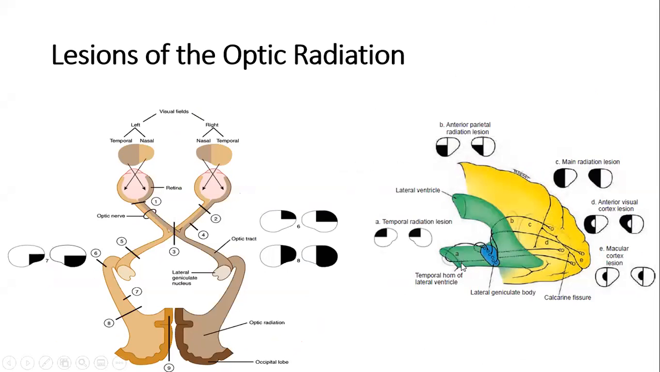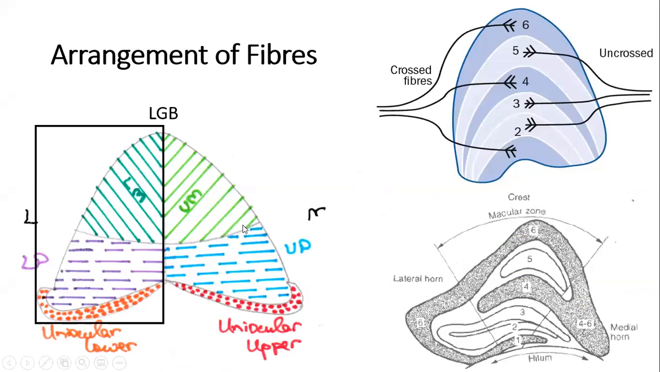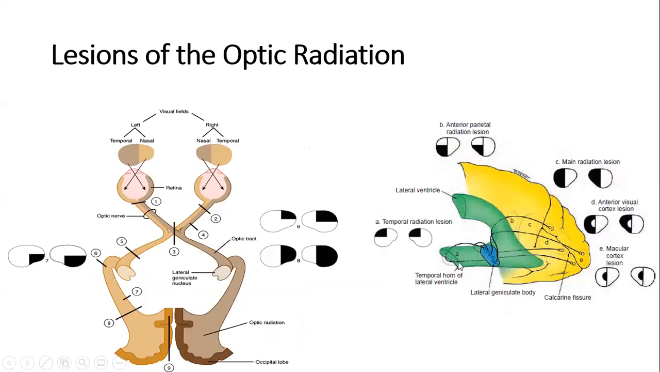Now, when these fibers are going to get affected, this is the lower macular fibers, lower peripheral, that is lower temporal from the same side and lower nasal from the opposite side, right? When these are affected, we'll have a contralateral upper quadrantanopic field defect. So this is with the temporal lobe lesion.